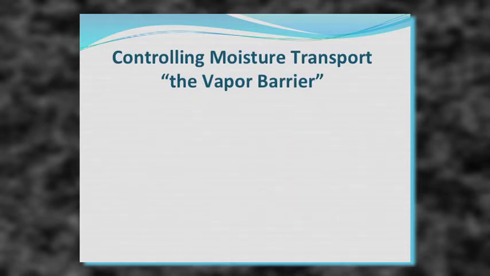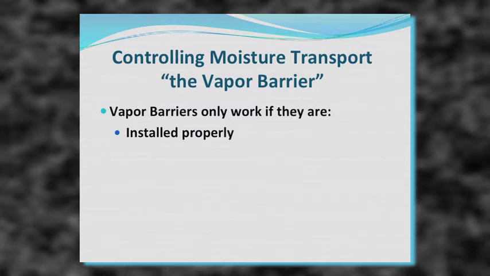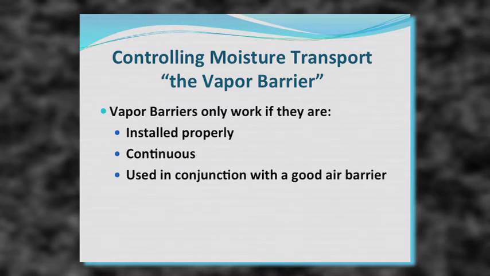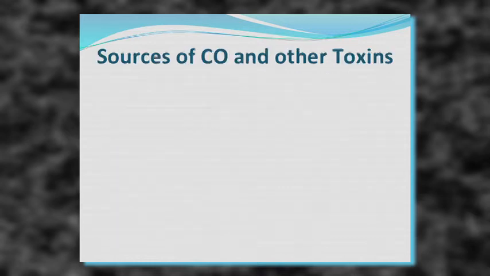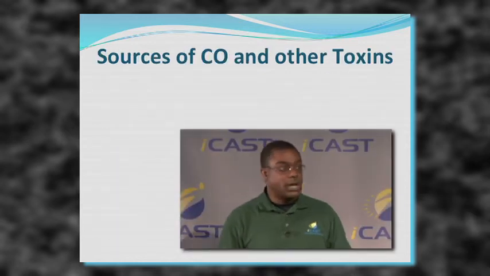So we're going to control that moisture using a vapor barrier. When that vapor barrier is installed properly, it's continuous, and it's used in conjunction with a good air barrier, then we can manage that moisture and make sure that the moisture that's outside stays outside, or the moisture that's inside gets outside.